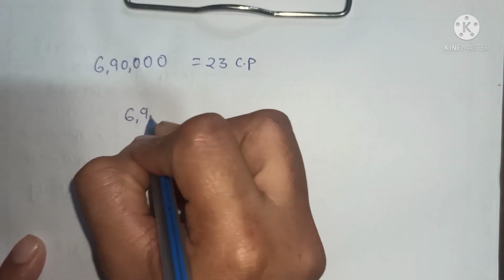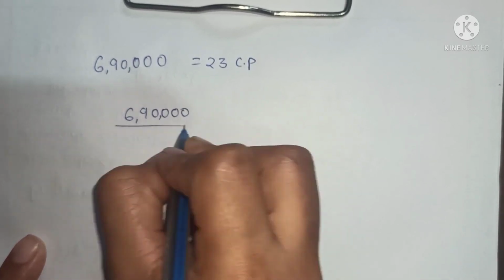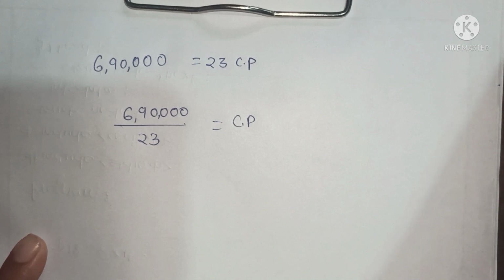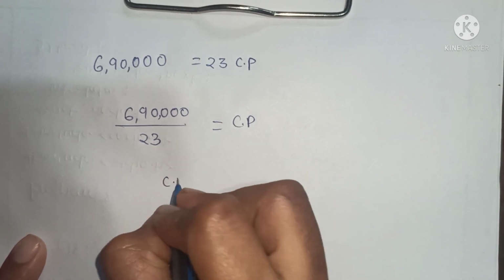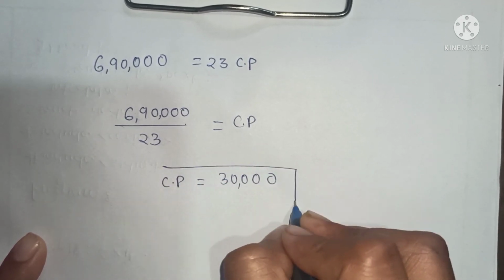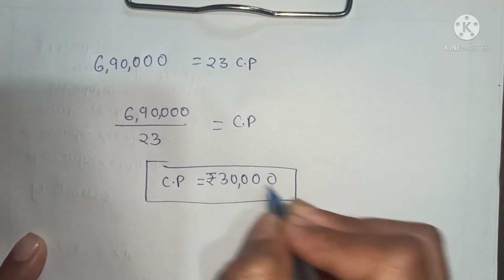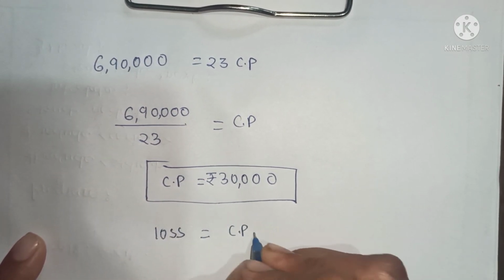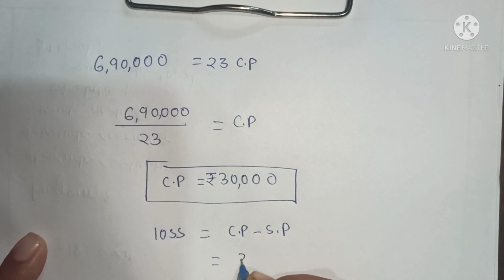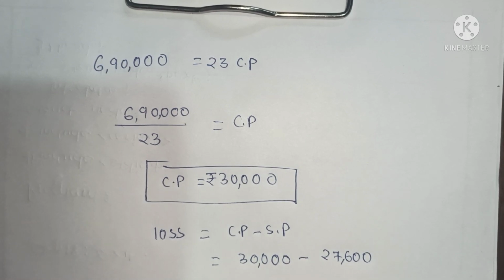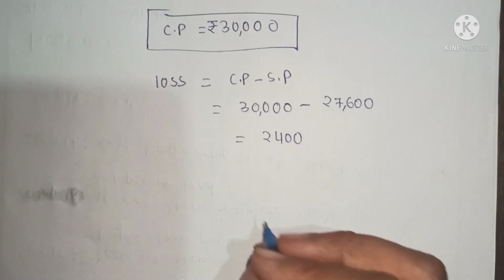So 6,90,000, if we bring this 23 this side, will get divided, equals CP. Now 6,90,000 divided by 23, we will get 30,000. So we got CP as rupees 30,000. Okay. Now we can find the loss. Loss is equal to CP minus SP, 30,000 minus 27,600. So we will get 2,400 as our loss.